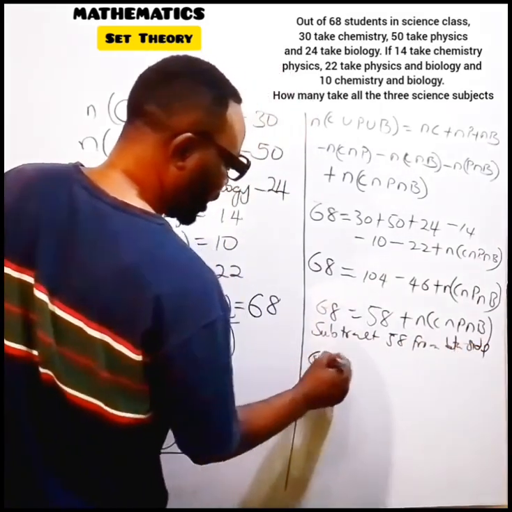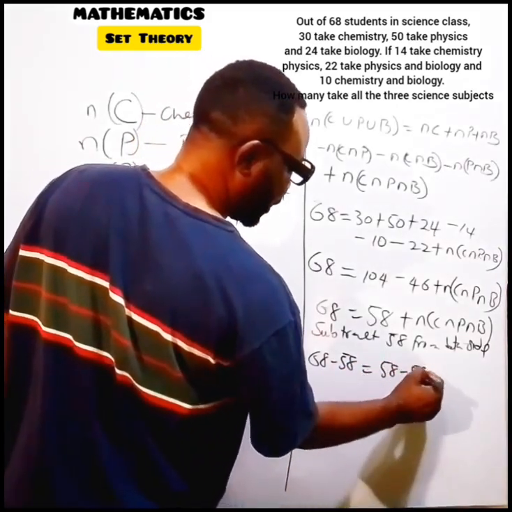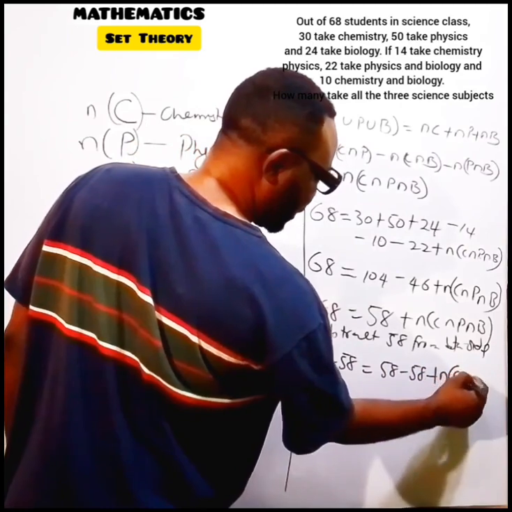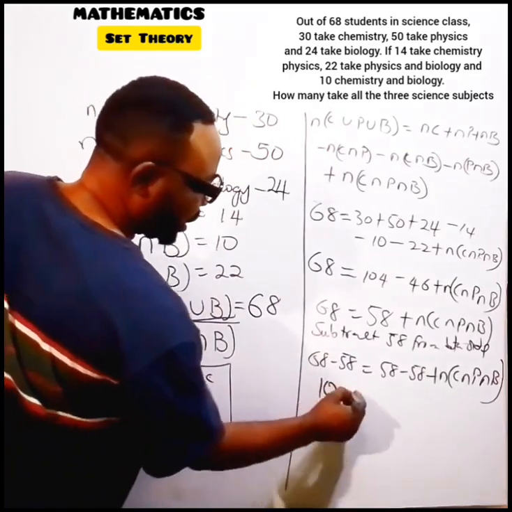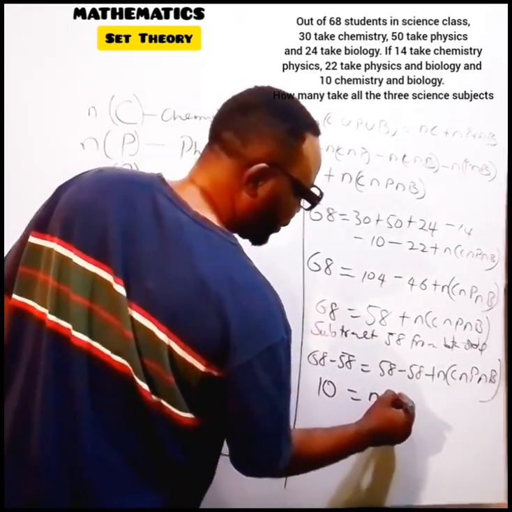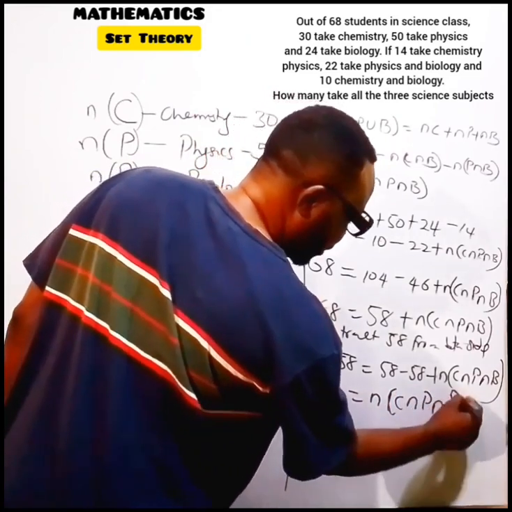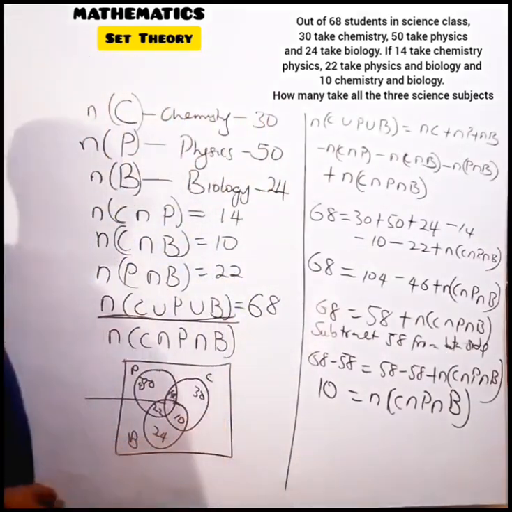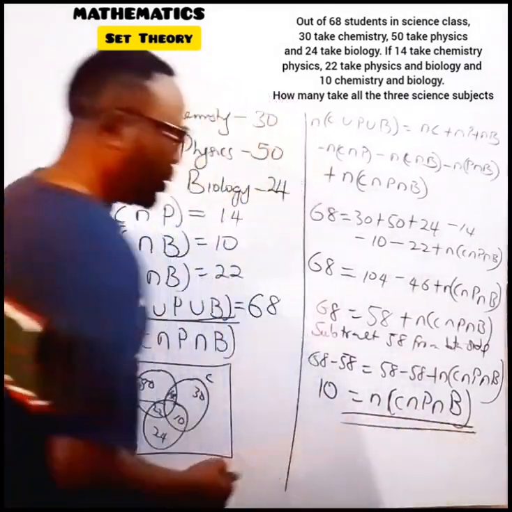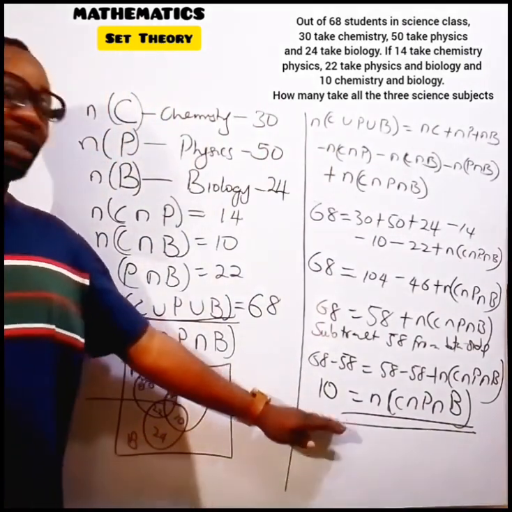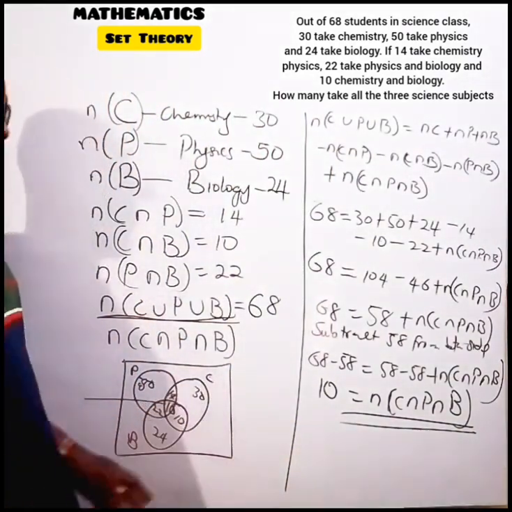We are having 68 minus 58 is equal to 58 minus 58 plus the number of chemistry intersection physics intersection biology. So 10 is equal to the number of chemistry intersection physics intersection biology. So the number of all the students that cheated in all the three subjects is 10.